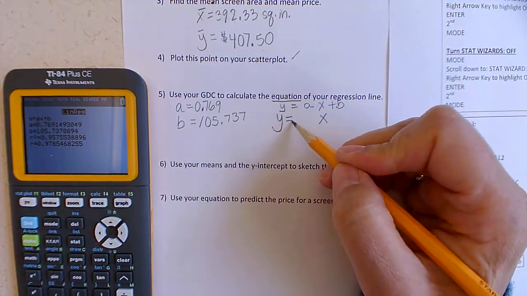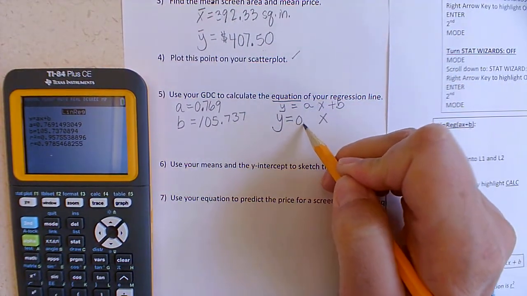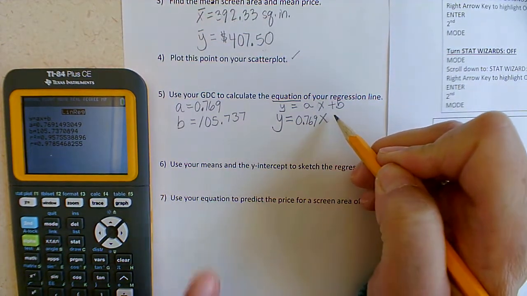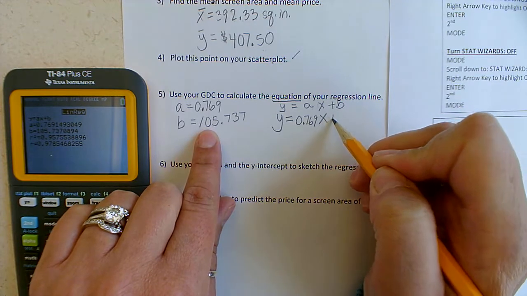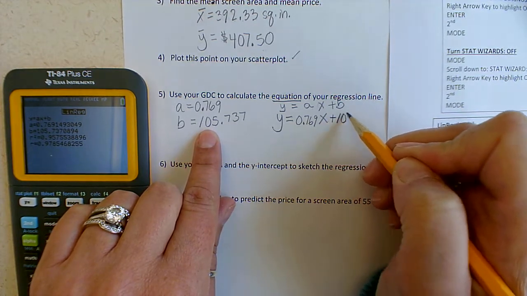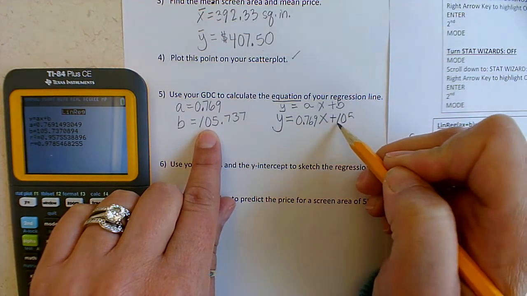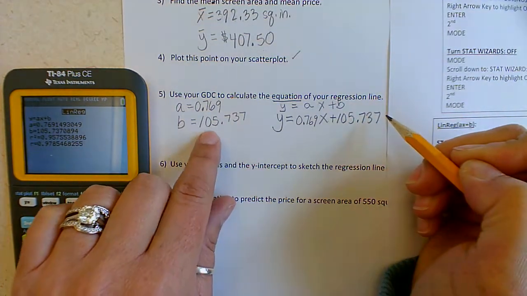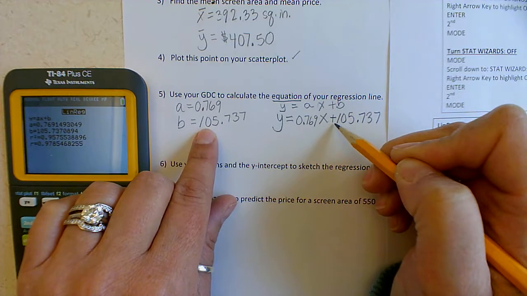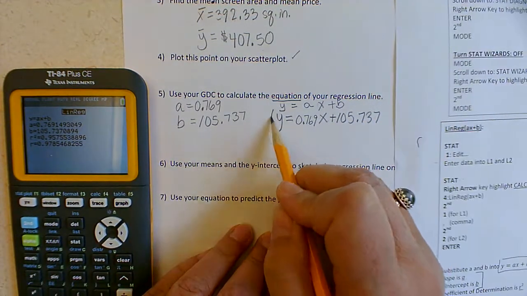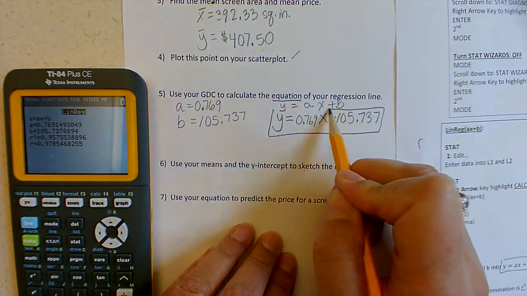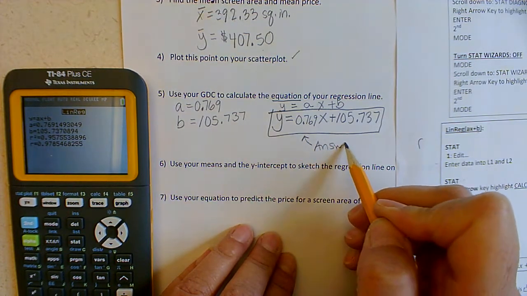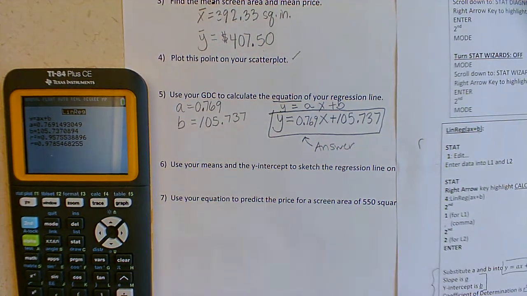So y equals, my a is 0.769x plus b. This is positive, so I'm going to put a plus 105.737. If b was negative, you would put minus. This right here is my equation of the regression line. This is my answer. Please give it to me in that form.